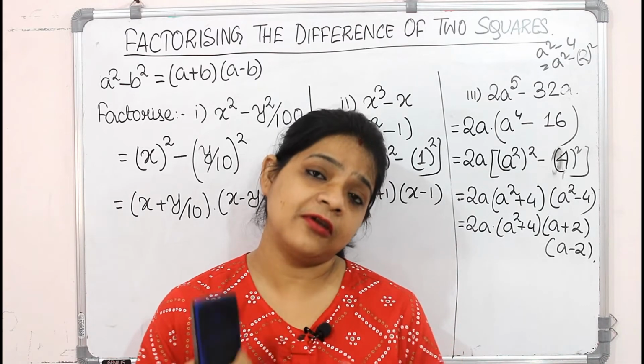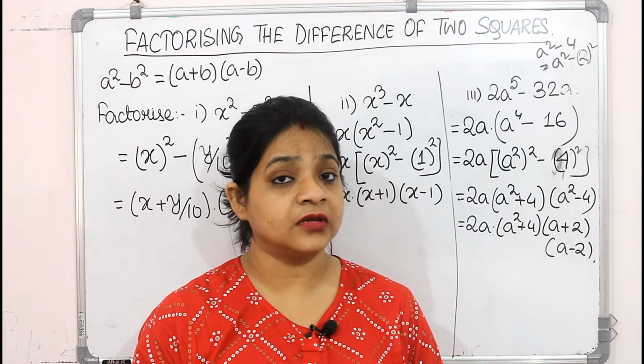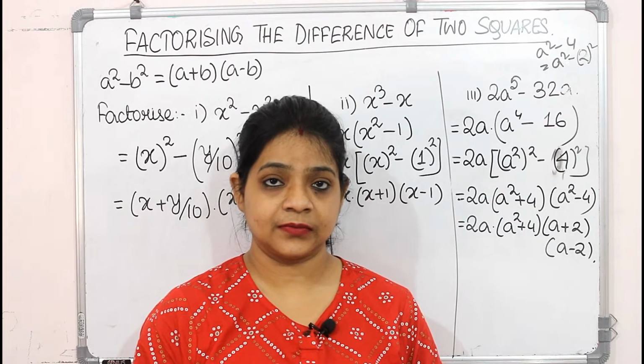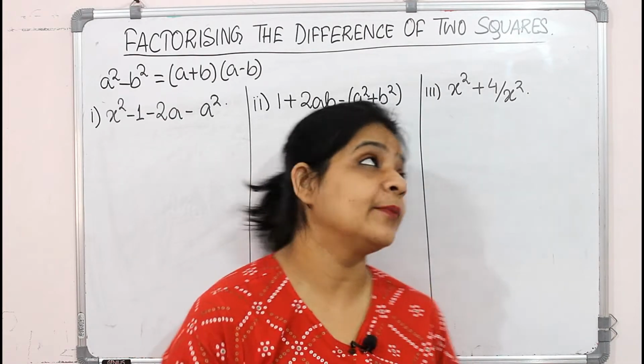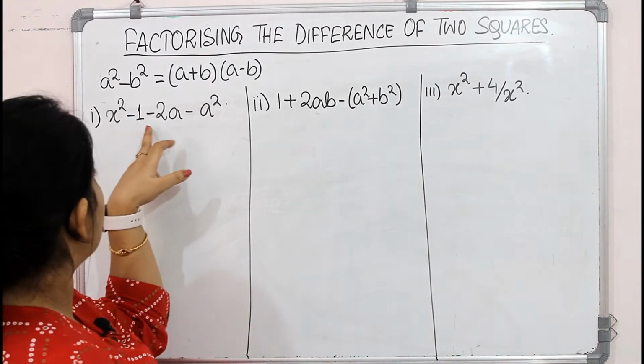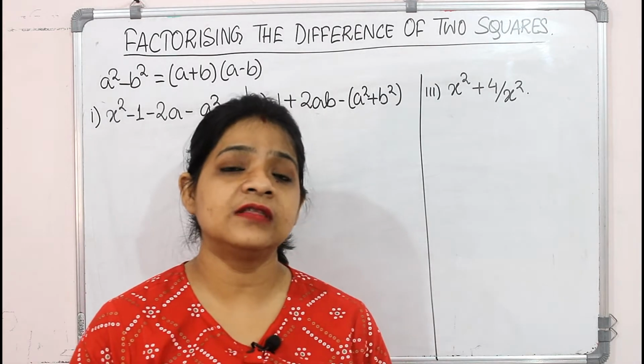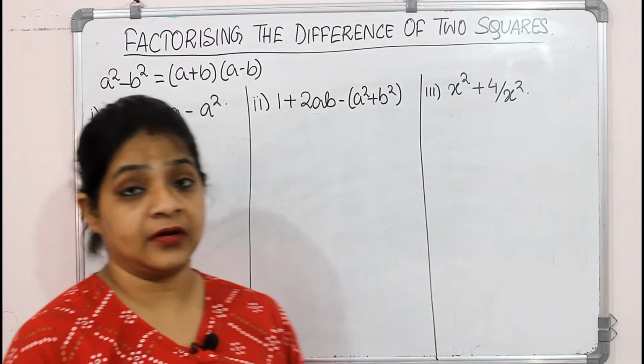Okay, so this is just a preliminary concept of this type of sum. Some advanced-level numericals are also there, so let's move on to the other examples. The next sum is x square minus 1 minus 2a minus a square. Now if you see, there are 4 terms over here.